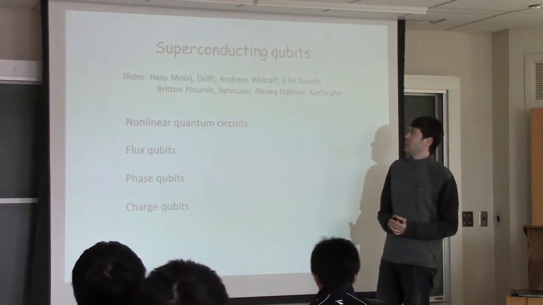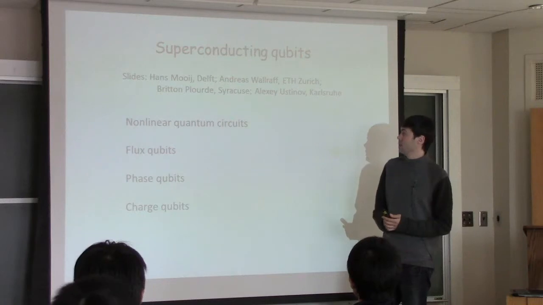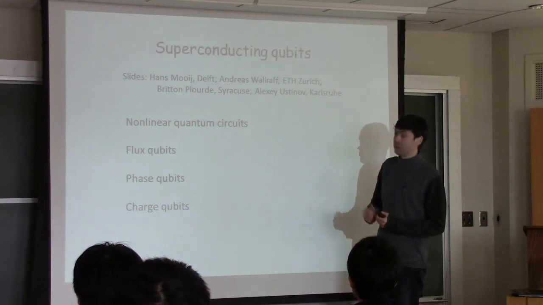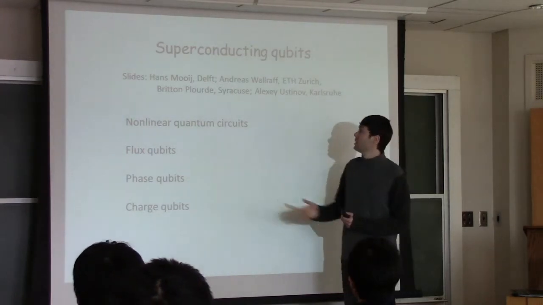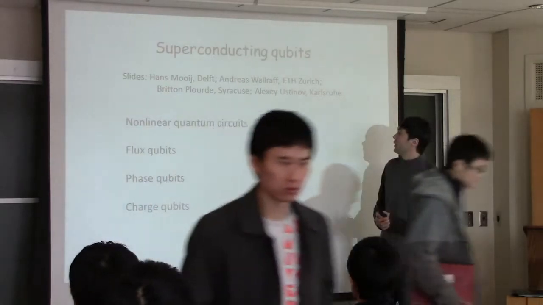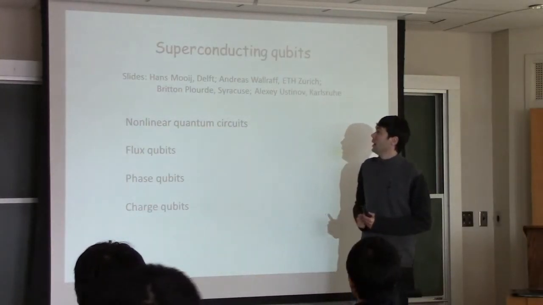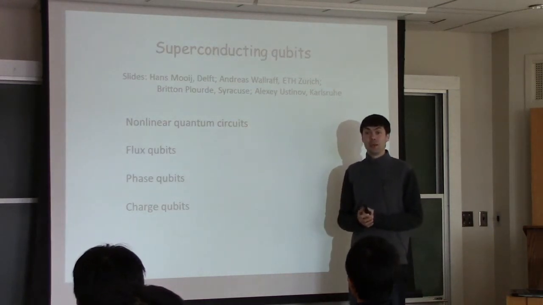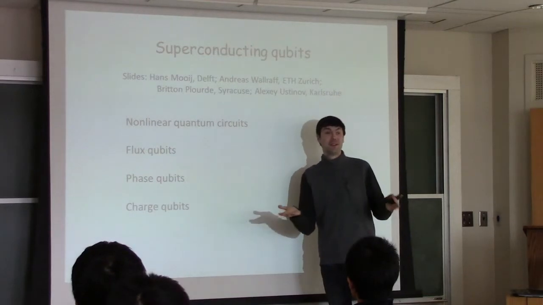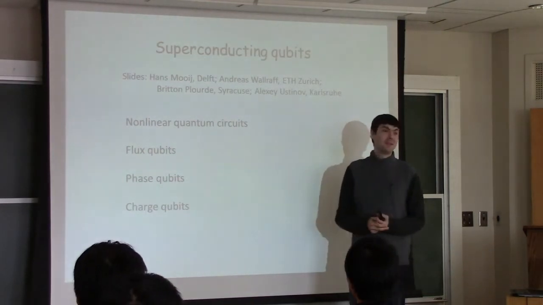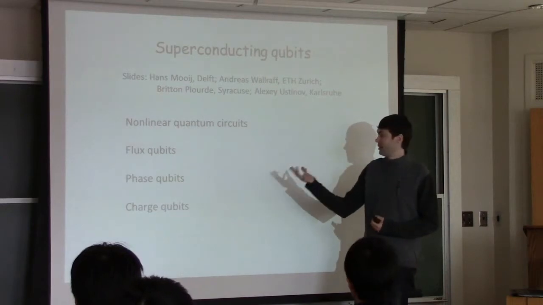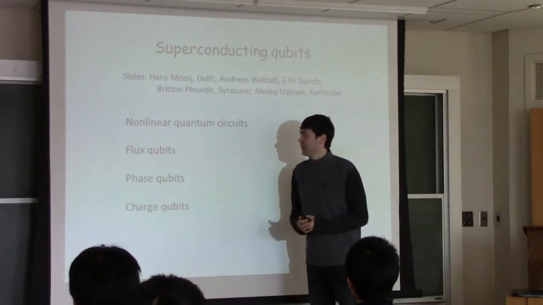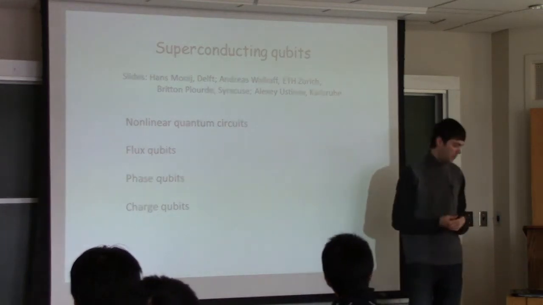I'm grateful for slides to Professor Hans Mooij on flux qubits, to Andreas Wallraff for introductory slides and charge qubit slides, and Alexey Ustinov for slides on phase qubits. Those are three very different conceptually quantum states, but the circuits look very similar. So this is a very interesting trichotomy in the field. Three different quantum states, but essentially one circuit. And Britton Plourde also gave very nice data on flux qubits that I will show you today.